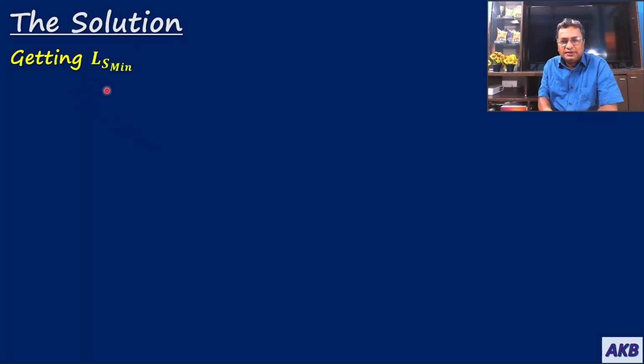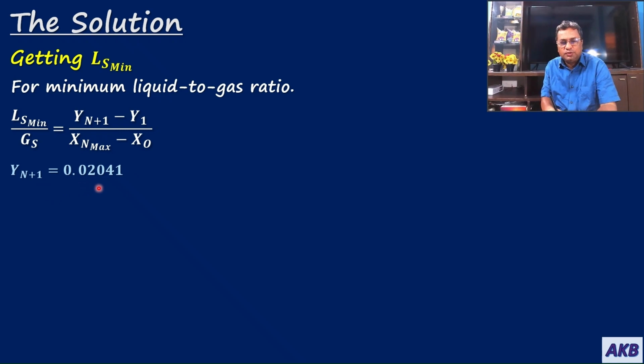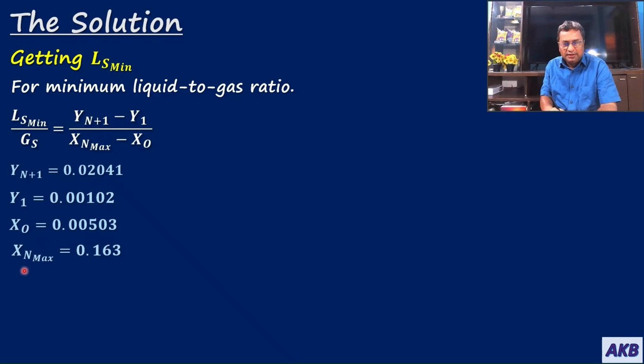Now after that, let us get Ls minimum. For that, we are going to use the condition for minimum liquid to gas ratio. Ls minimum upon Gs is equal to Yn+1 minus Y1 divided by Xn max minus X0. Yn+1 is 0.02041, Y1 is 0.00102, X0 is 0.00503, and we have just got Xn max, it is 0.0163.